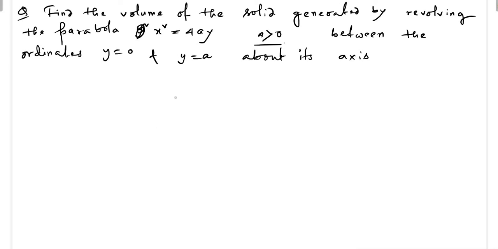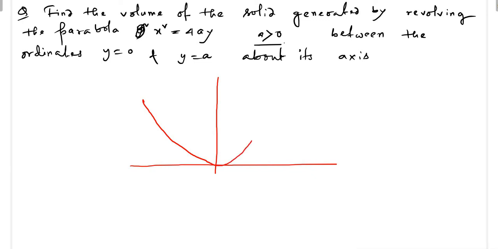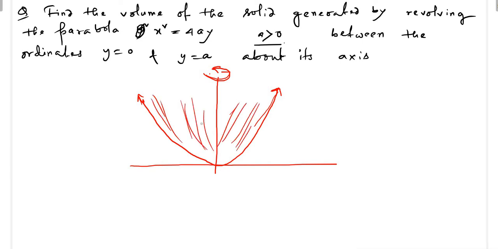So first of all, draw the diagram. The diagram looks like x square equal to 4ay. All you should know is that this will be the diagram. It has no end. Now just rotate this portion of the curve around this axis. If I rotate this portion of the curve, something like a three-dimensional figure will be generated.